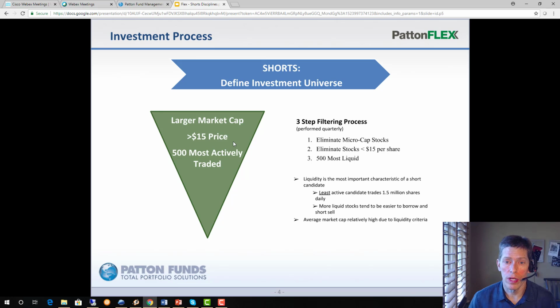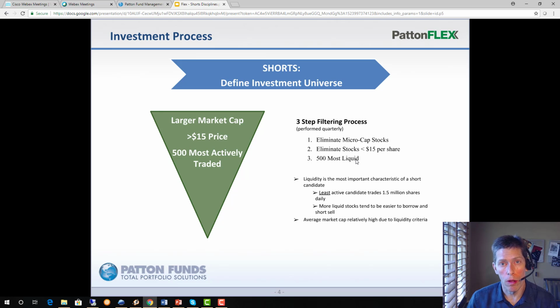The third criteria is we're going to look for liquidity, how much buying and selling is going on in these stocks. We're going to calculate the last 6 months average trading volume, how much buying and selling has been going on on average, and we're going to rank them from the most active to the least active and take the 500 off the top of the list. Those are the ones that are candidates for our portfolio.